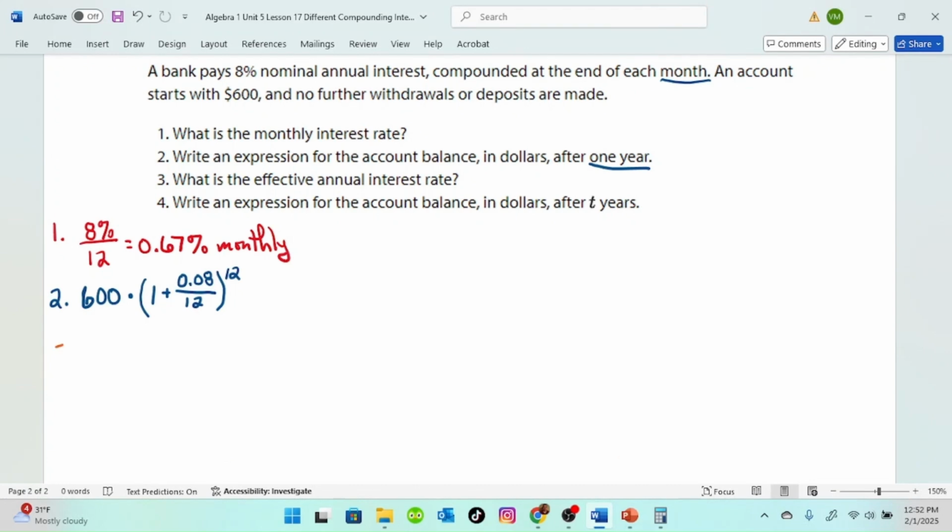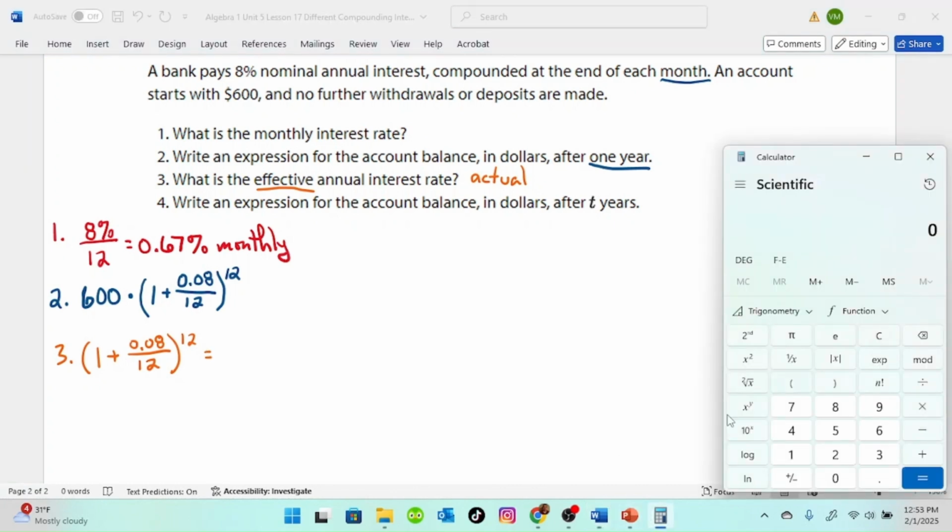Number 3, what is the effective annual interest rate? And by effective, they mean the actual annual interest rate. So we're going to take our growth factor to the power of 12. So that's 1 plus 0.08 divided by 12, to the power of 12.